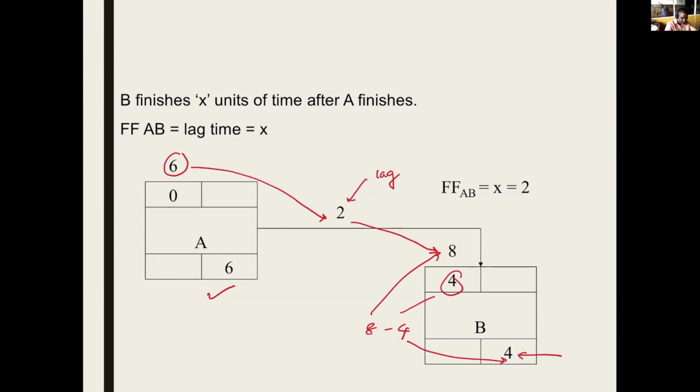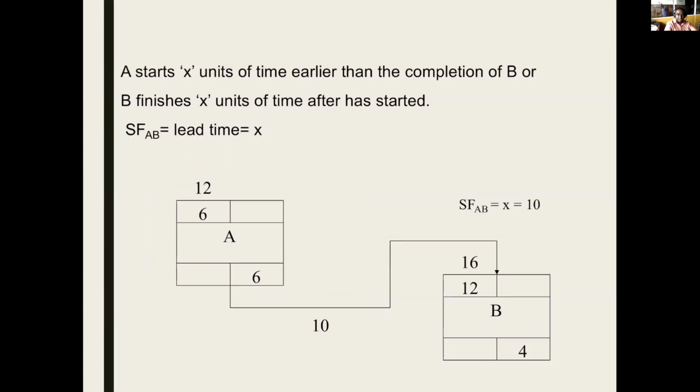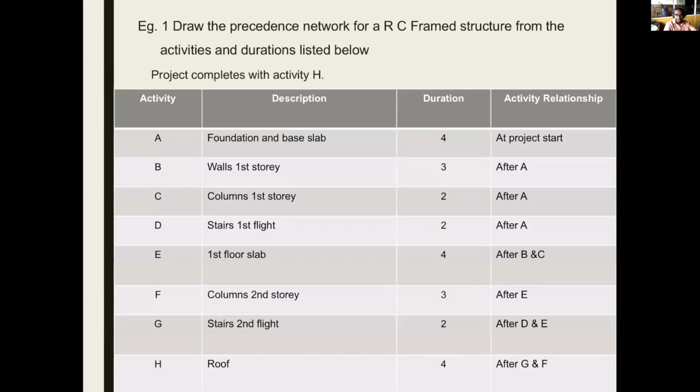Because this is the duration of the activity, A starts X units of time earlier than the completion of B, right? You can think the same way, the same logic. I'm not going into detail of this. Since you know the basics now, I'll give you some time. Try to draw the network diagram first, in such a way that you can solve it later.